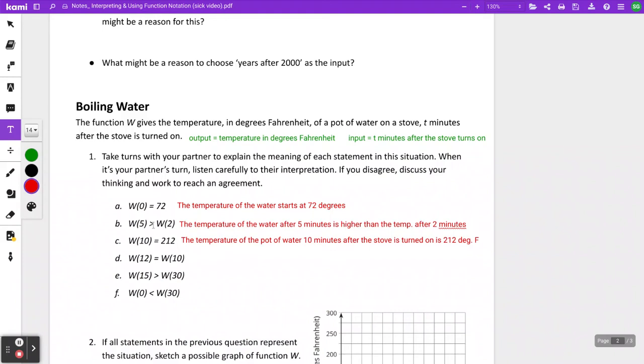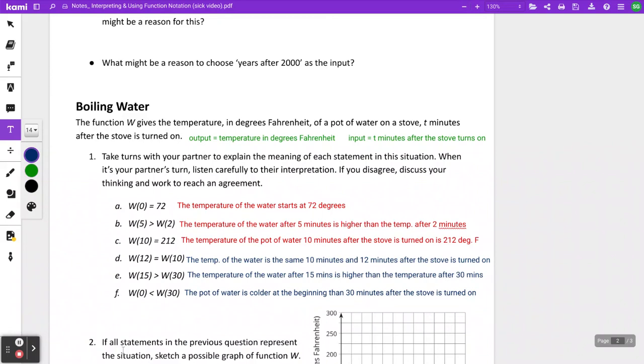These other ones, that inequality is telling me the temperature of the water after 5 minutes is going to be greater or higher than the temperature of the pot of water after 2 minutes. And then that third one there, the temperature of the pot of water 10 minutes after the stove is turned on is 212 degrees Fahrenheit. If you were struggling a little bit for these, use these first 3 as examples to help you finish up those last 3. If you're feeling good and you feel like you've got all 6, go ahead and just keep watching this video.